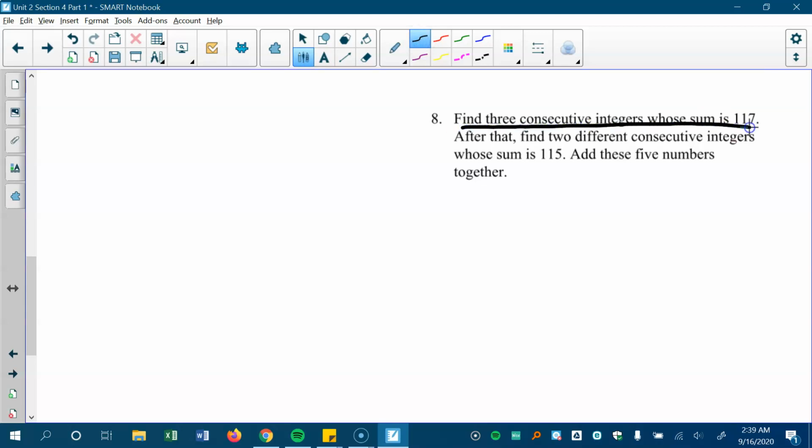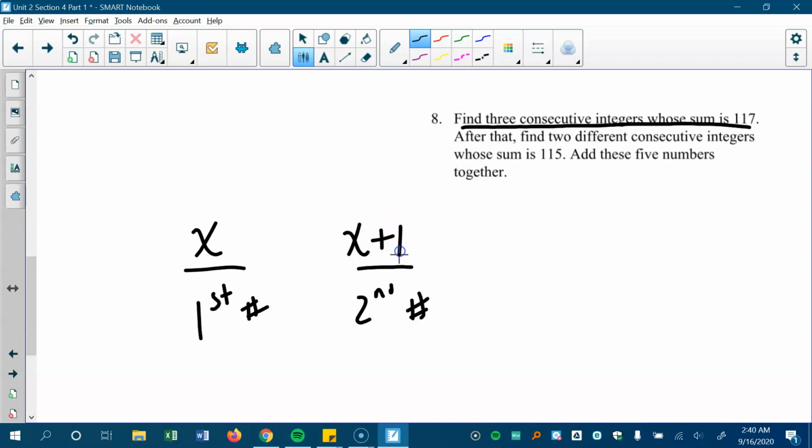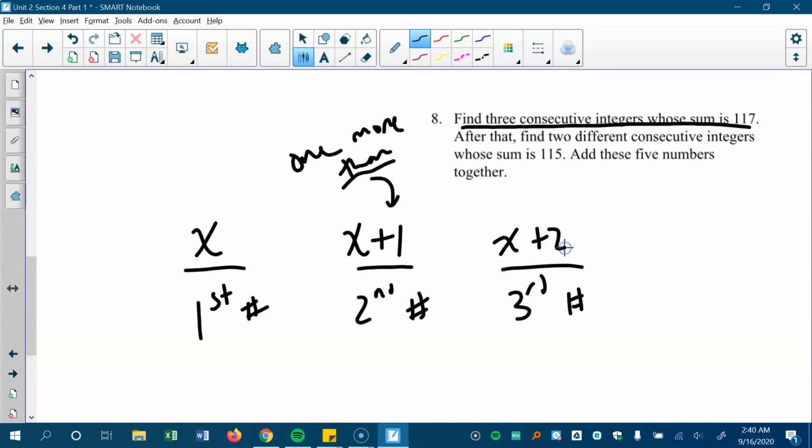First sentence. 3 consecutive. Well, if I have 3 consecutive, I need the first number. I need the second number, which remember is 1 more than the first one. So 1 more than. Then I need the third number, which is going to be x plus 1 plus 1, which is x plus 2. So this is x plus 2. It's 2 added on to that first number.